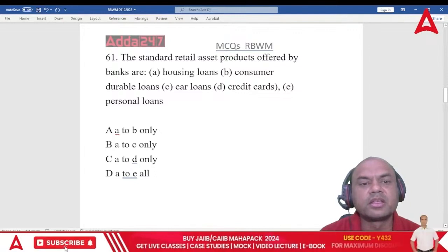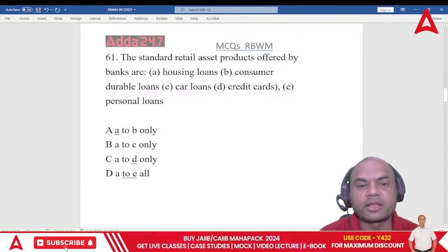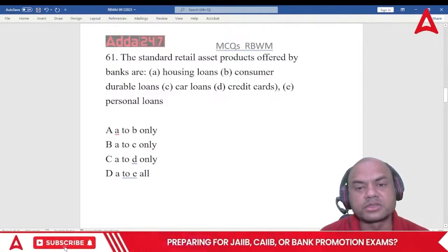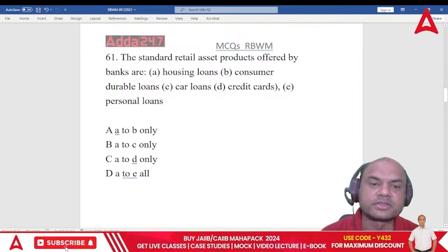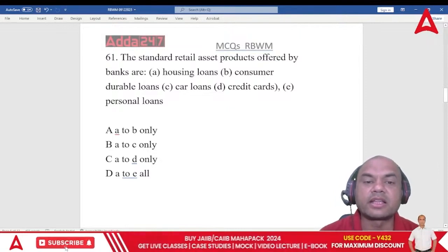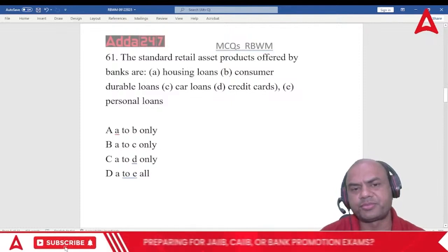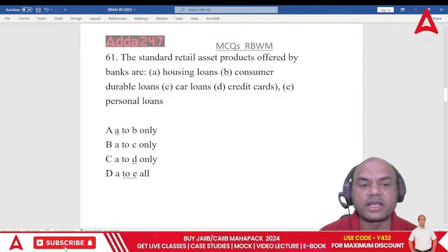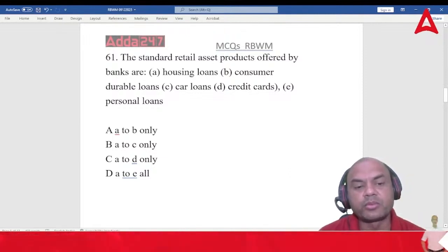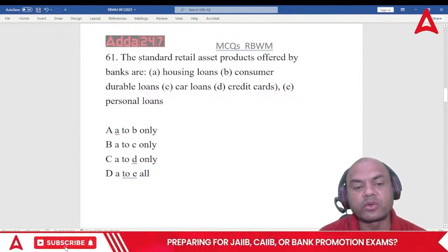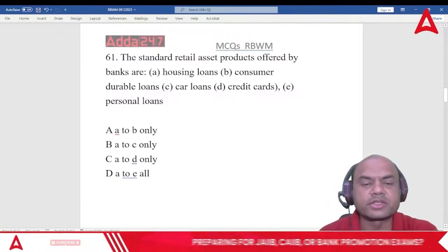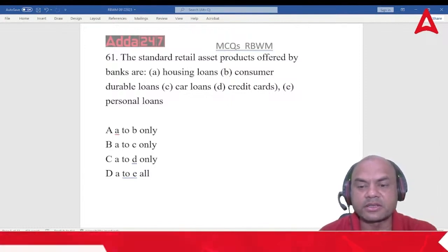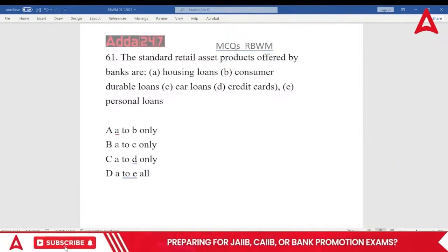Next one. The standard retail asset products offered by the bank are housing loans, consumer durable, car loans, credit cards, and personal loans. So, which are the standard retail asset products? Standard means commonly given. Housing loans, consumer loans, car loans, credit cards, and personal loans. So, A to B, A to C, A to D, and A to E all. Now, this is the simplest question available. Think over it. Give me the answer. The most simplest question.